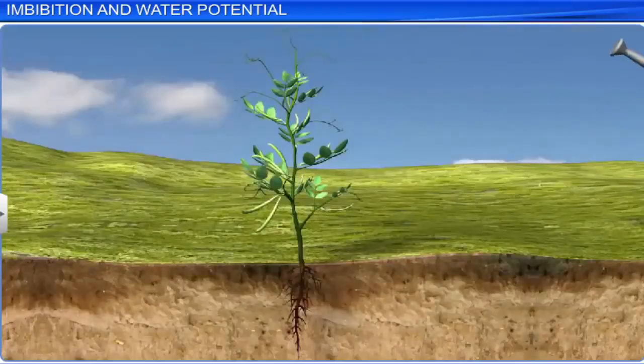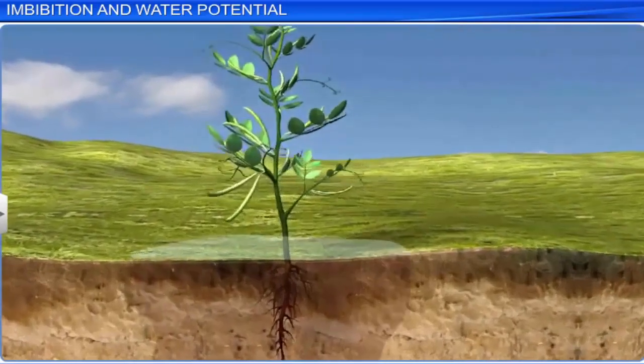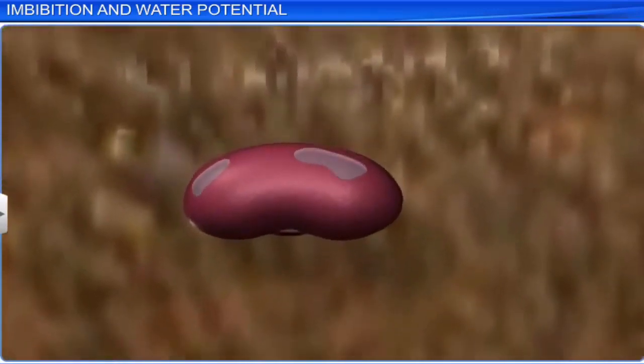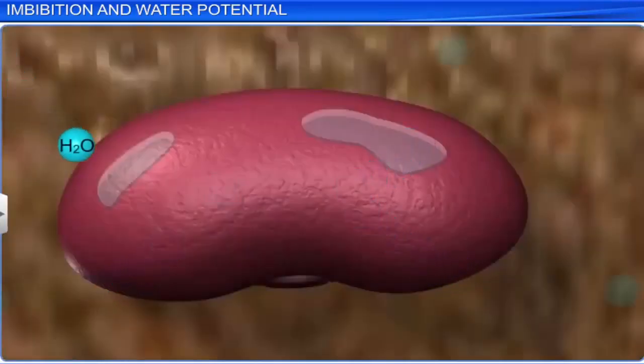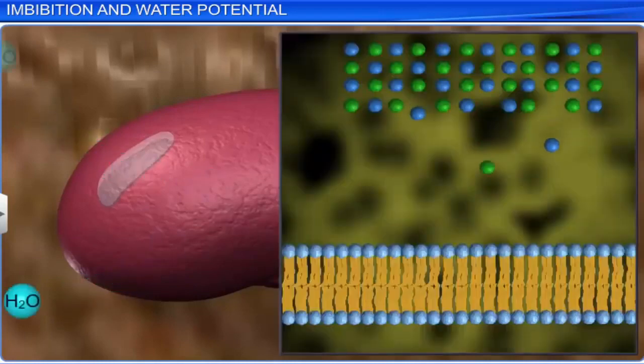Plants need to be watered. However, have you ever wondered how seeds absorb water in the first place? Seeds absorb water by a special type of diffusion called imbibition, where solids absorb water, causing an increase in their volume. Imbibition is a special type of diffusion where, once again, water movement is along a concentration gradient.